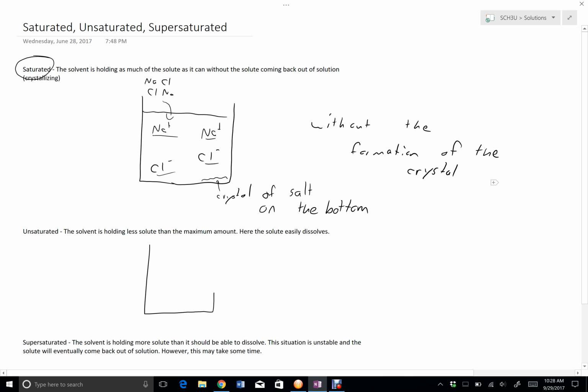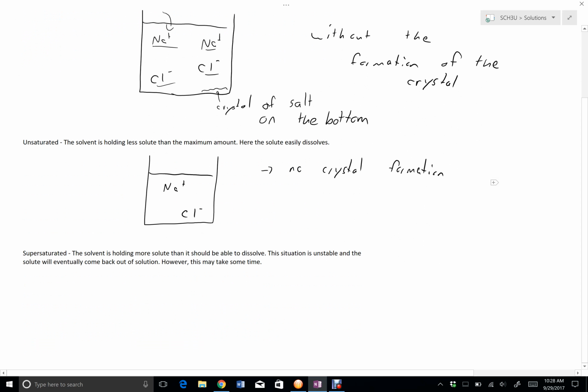Unsaturated means any concentration below that amount, or when the solvent is holding less solute than it's able to. So here we're going to have less of these dissolved molecules. There's no crystal formation. And here we just have a really good solution where all the solute is well dissolved, and we could even add more solute and it wouldn't affect the overall solution. So I think those are sort of straightforward.